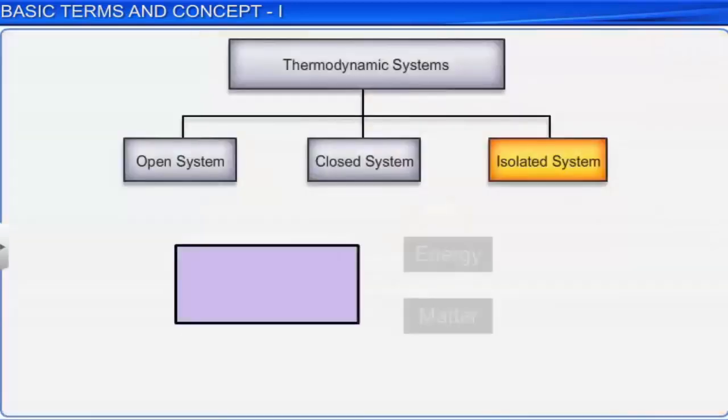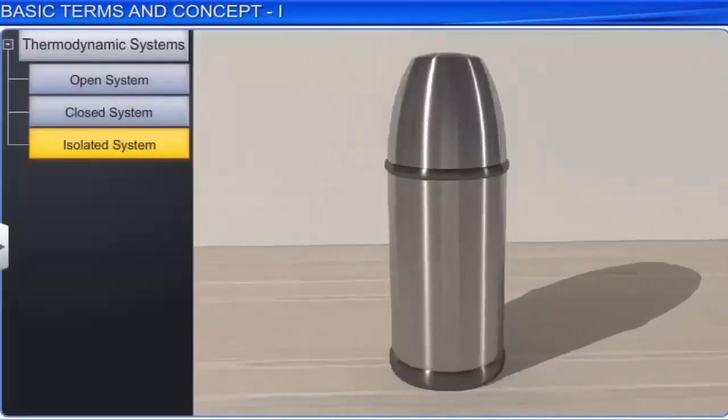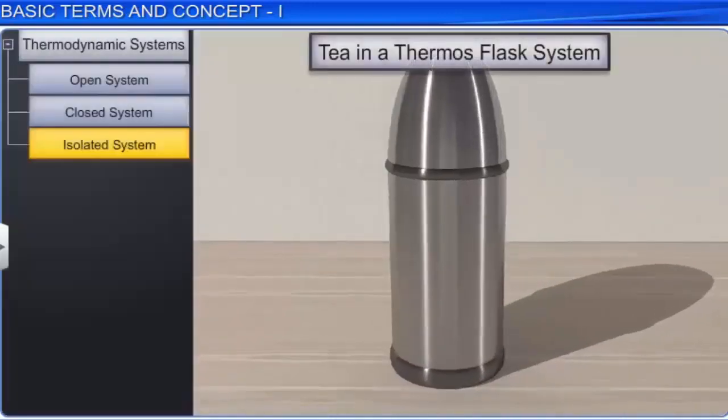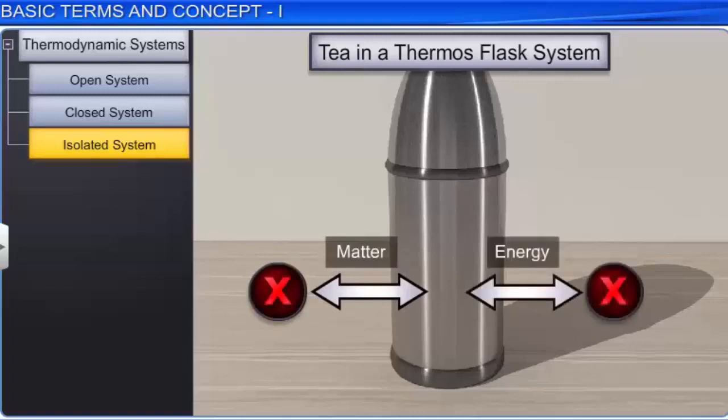A system that can exchange neither energy nor matter with its surroundings is called an isolated system. For example, the tea kept in a thermos flask remains hot and the vapor also doesn't escape out. This is because neither matter nor energy can be exchanged with the surroundings. Hence, this is an example of an isolated thermodynamic system.